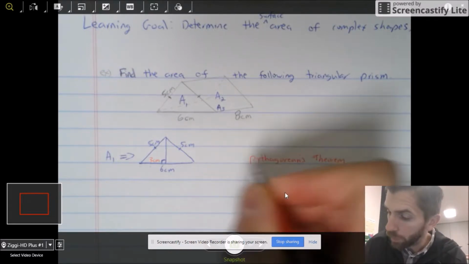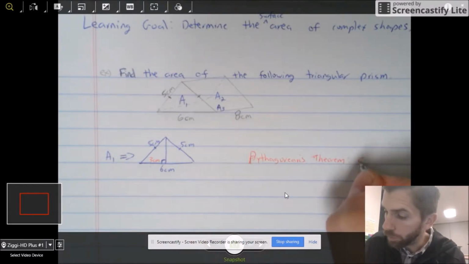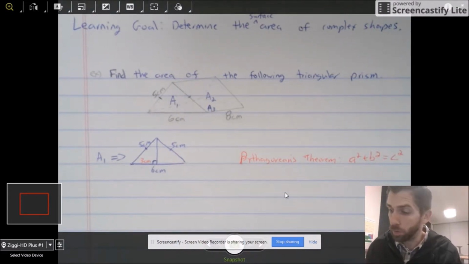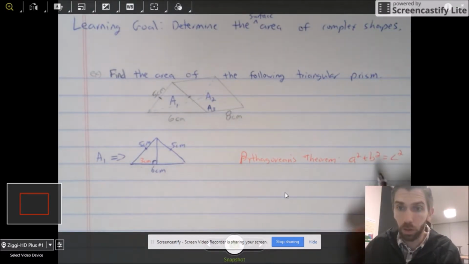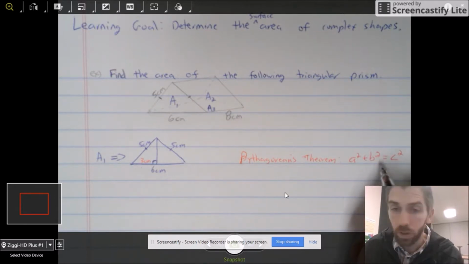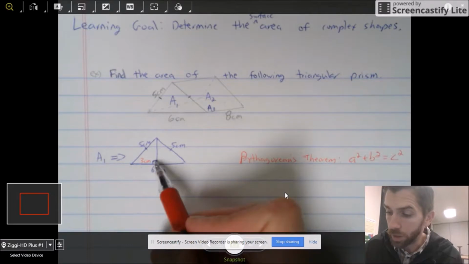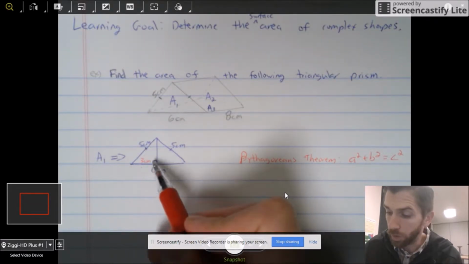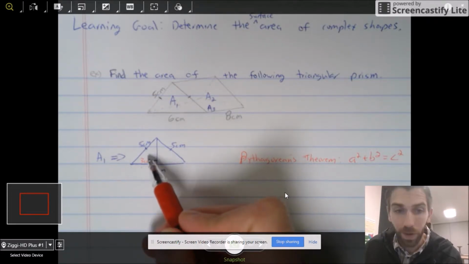If you remember, that was a squared plus b squared equals c squared. Notice how I'm labeling everything and writing down my formulas before I start actually using them. Now the tricky part is remembering what c is. And you guys did a good job of reminding me that c is the side that is opposite your 90-degree angle. So here's my 90-degree angle. Whatever is opposite of that is my c.